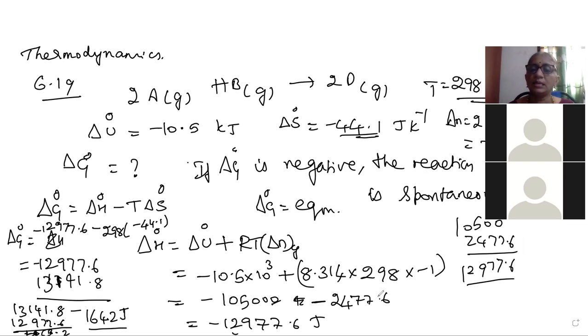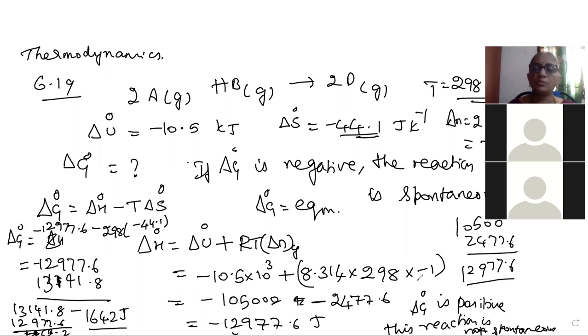So what will we say? Since delta G naught is positive, this reaction is non-spontaneous. It is not spontaneous, which means it cannot happen on its own. We should supply some energy in order to carry out the process. Clear?